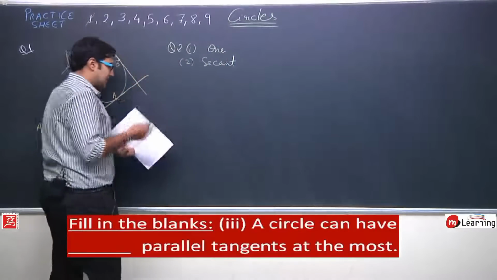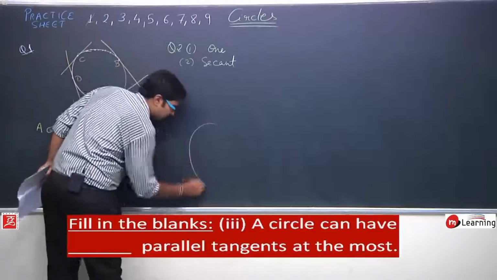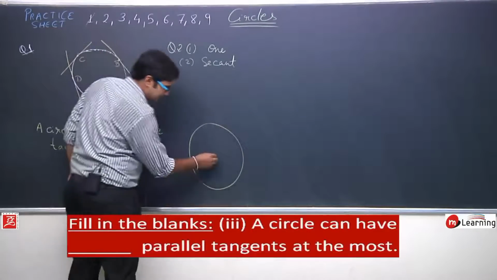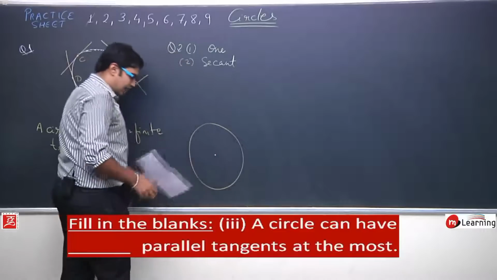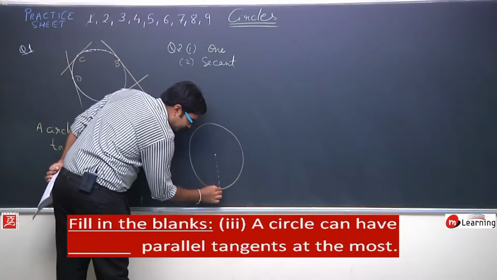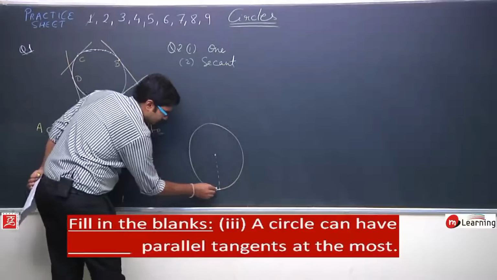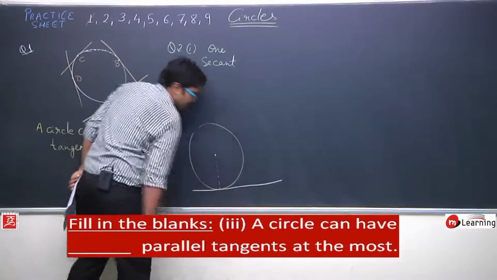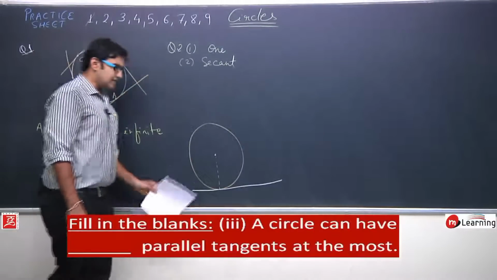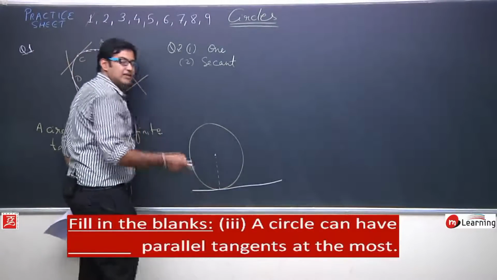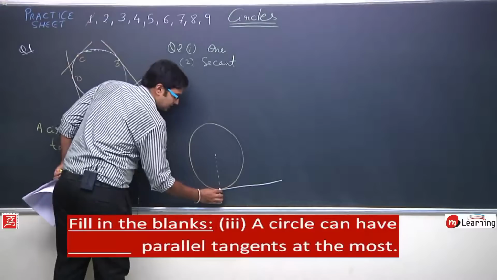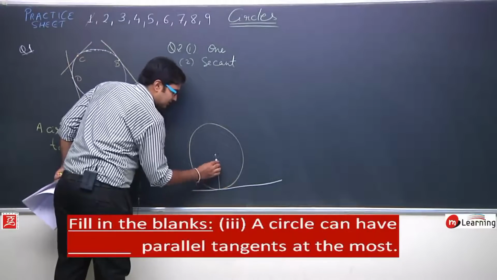So let us discuss this part. If I have a circle like this, this is the center, and let us say I draw a tangent at this point. Okay, so a tangent parallel to this tangent can be drawn only at the other end of this line.